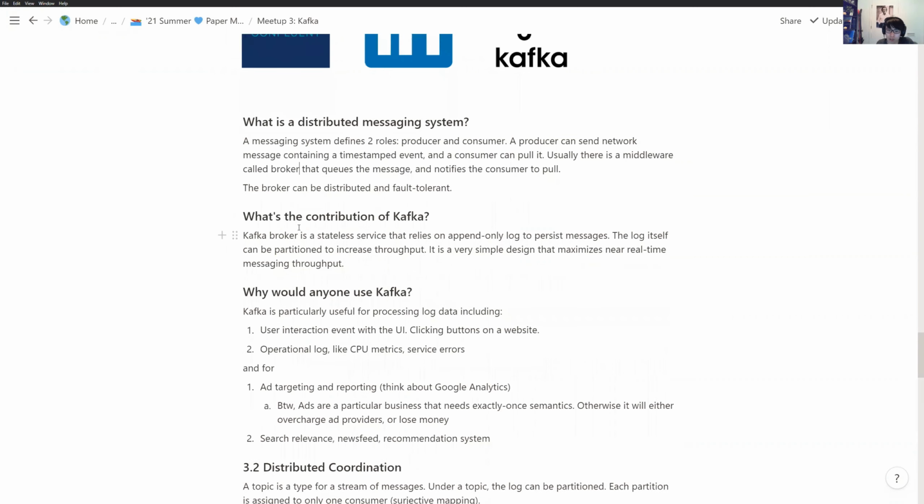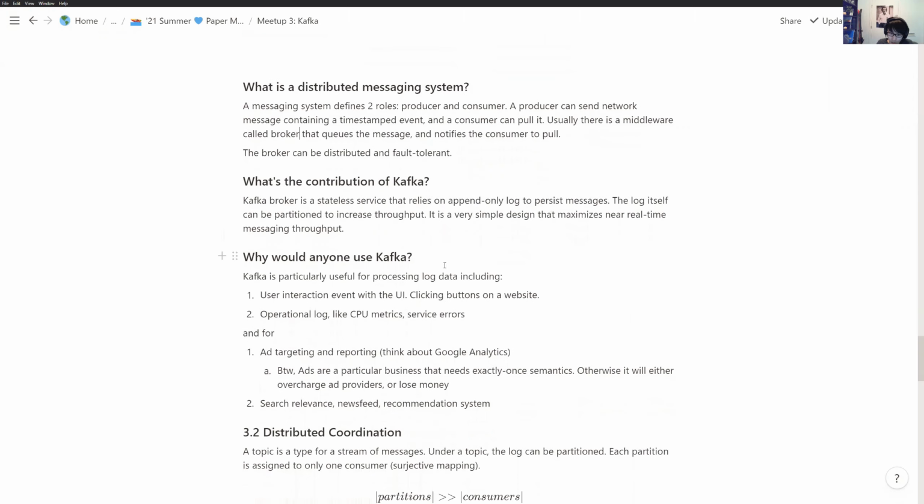So the contribution of Kafka on messaging systems is that it defines the broker to be a stateless service that relies on an append-only log to persist messages. And the log itself is partitioned into multiple shards in order to increase throughput. And I think this system is a very simple design that tries to maximize the near real-time messaging throughput.